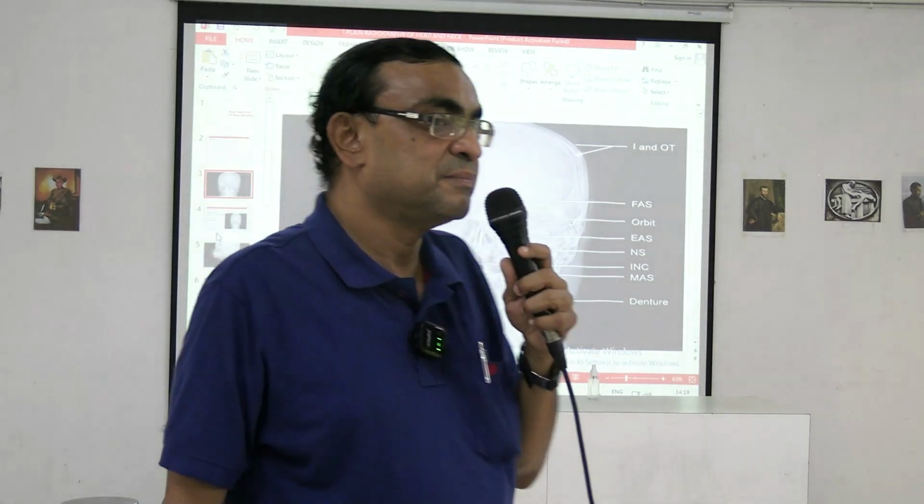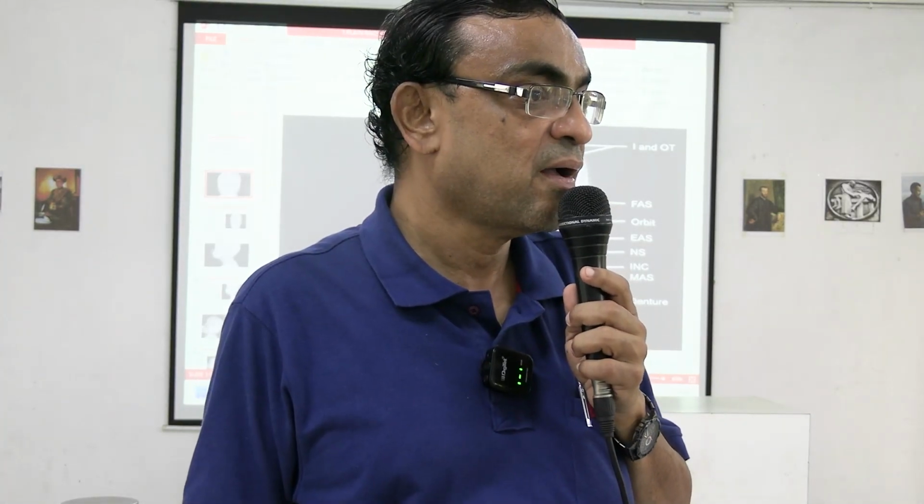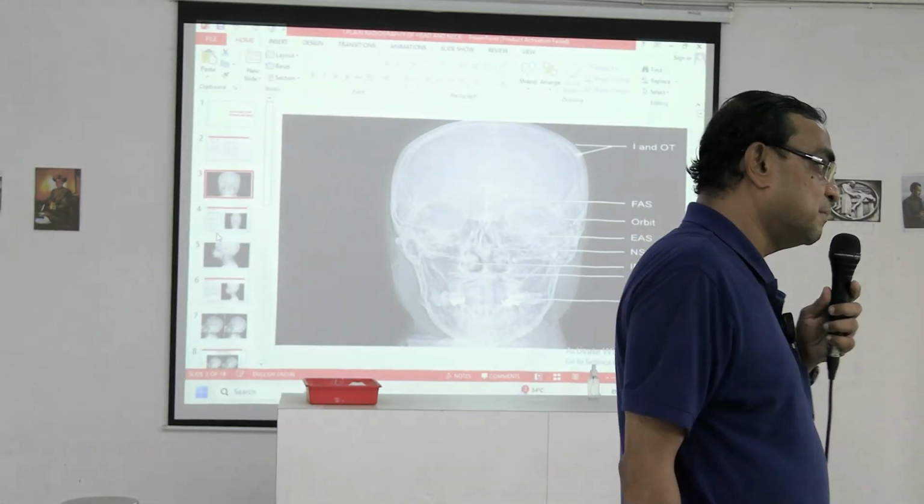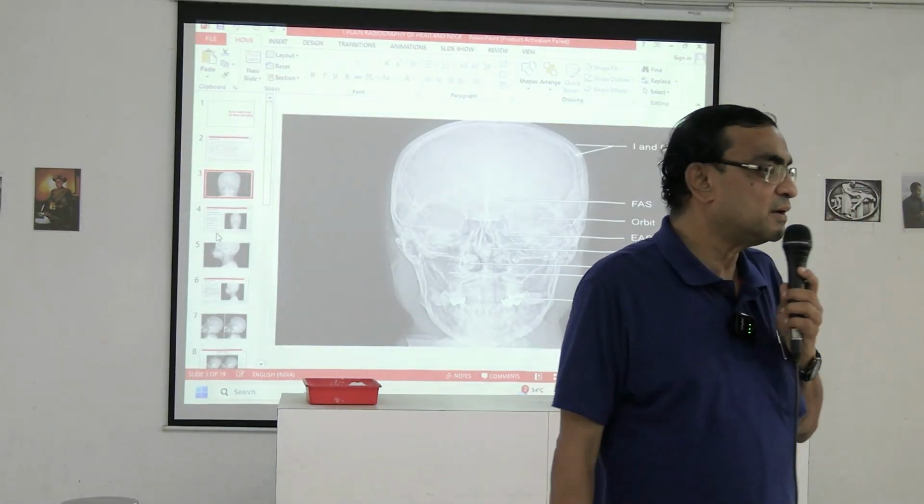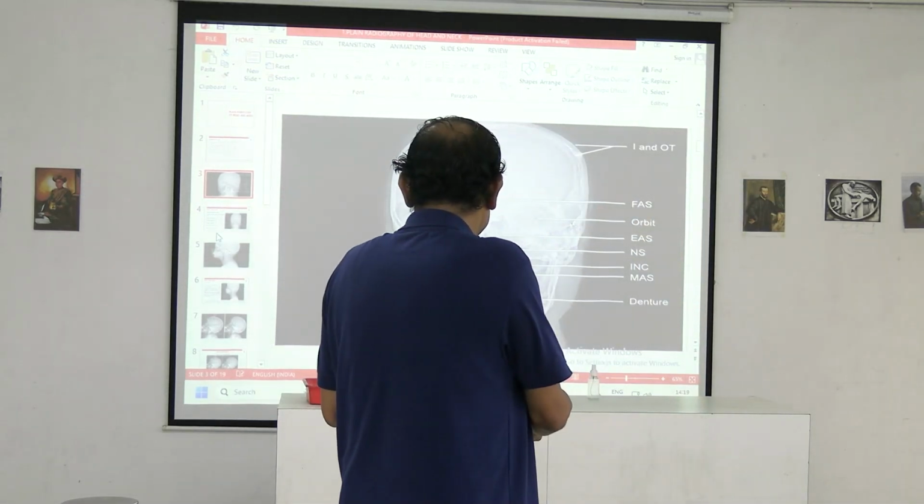The bony part of the nasal septum is contributed by the perpendicular plate of the ethmoid and the vomer. The rest are cartilaginous. The major contribution is by the ethmoid and the vomer, so they will appear radio-opaque. So that is the nasal septum.